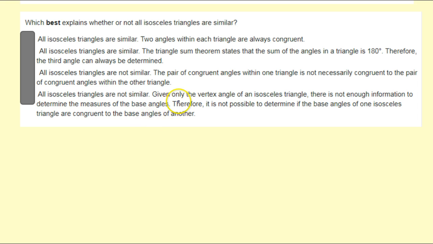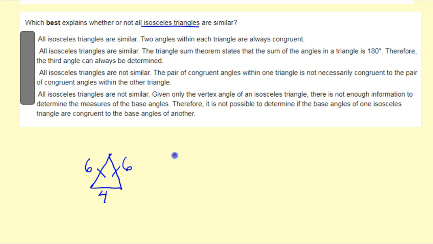Alright, let's just do one more problem for this video. Which best explains whether or not all isosceles triangles are similar? Okay, let's think about that before we even look at the choices. First of all, you have to know what an isosceles triangle is. An isosceles triangle is just a triangle that has two equal sides, like this and like this. So for example, let's say this is a 6 and this is a 6 and this is a 4. That would make this an isosceles triangle.